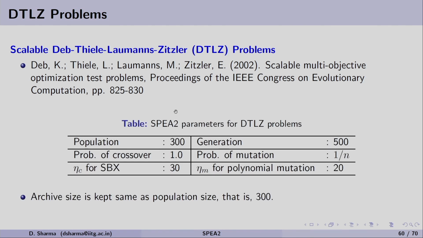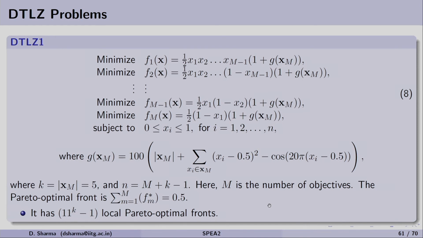The parameters which we have chosen to check the performance of SPEA2: population size is 300, generation is 500, crossover probability we kept at 1, probability of mutation is 1 by n, eta c is 30, eta m is 20, and here also we are keeping the archive size the same as the population size, which is 300. Let us see DTLZ1 first.